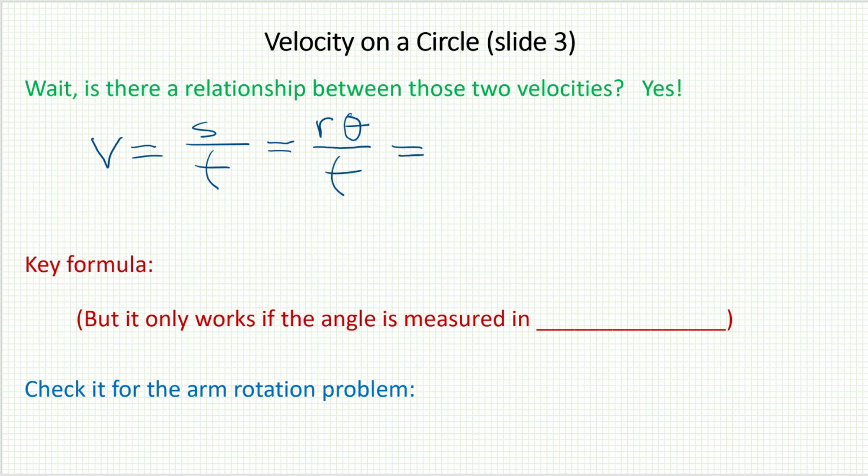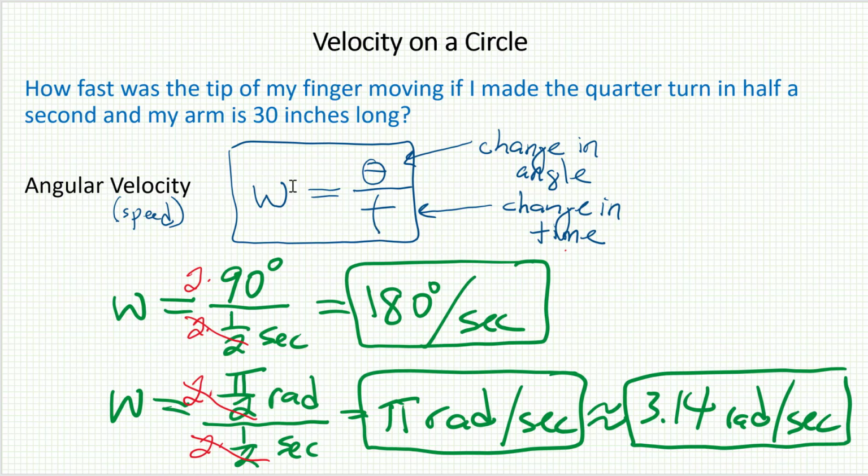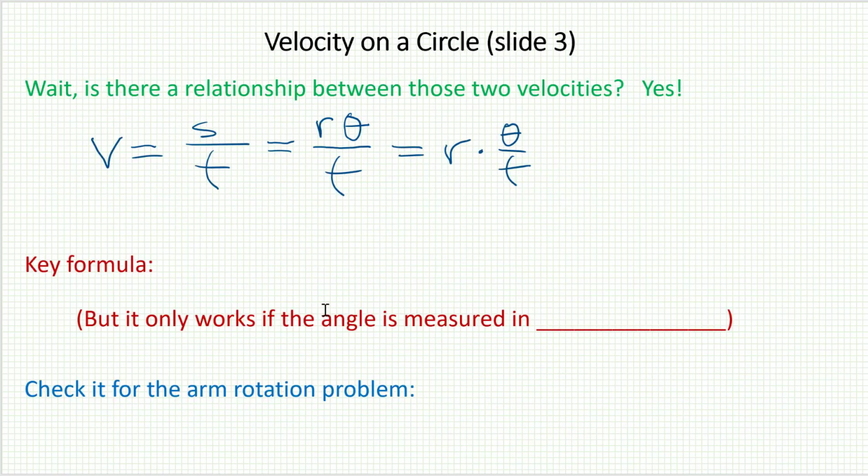If I then separate this into two pieces, I could write it r times theta over t, right? Imagine me putting a 1 underneath this and multiplying across. I'd get right back to here, r theta on the top and t on the bottom. So that was a perfectly valid move. Well, theta over t, haven't we seen that somewhere before? Yes, theta over t is omega, the angular velocity. And so this becomes r times omega, leading me to this wonderful formula.